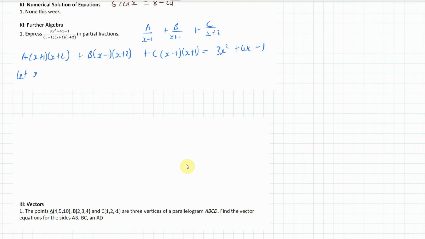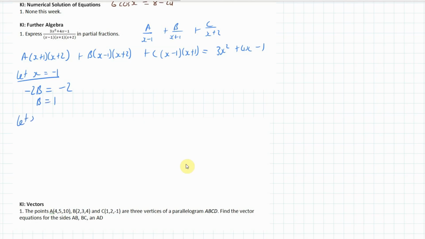Now I'm going to say let x equal minus 1, and this will get rid of a and c, and it will leave us with negative 2b equals, now plug in the minus 1 into the right hand side, minus 1, so 3, I think negative 2. So b equals negative 1.